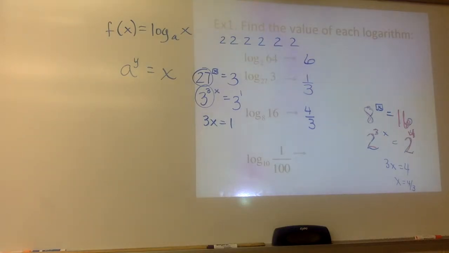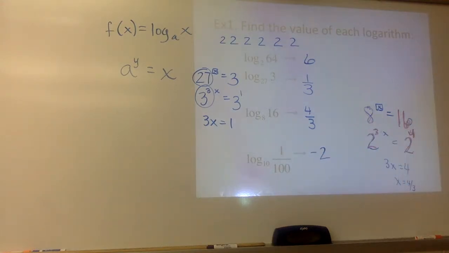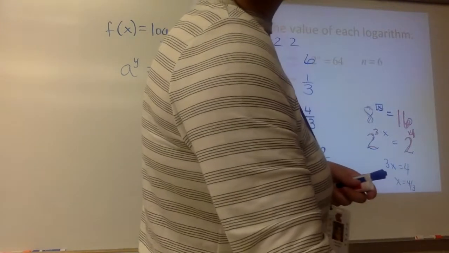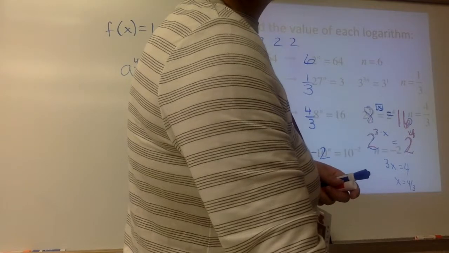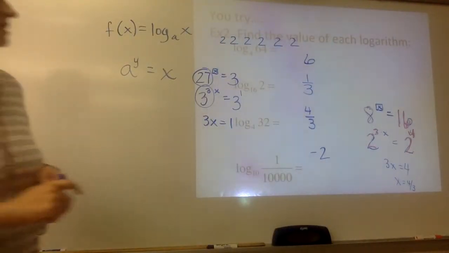Good? All right, last one. This one should be easy now. 10 to what power gives me 1 over 100? -2. Okay? We moved 10 to the denominator. It became 100, which is a square, giving you the -2. All right, you try. Go ahead and complete this section.